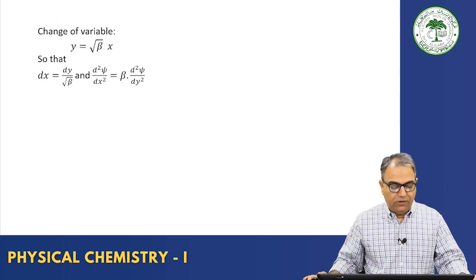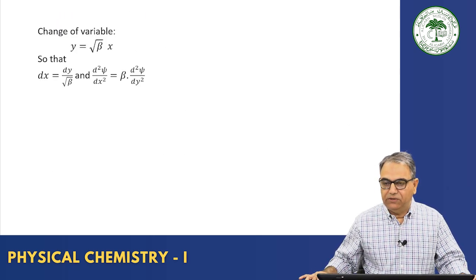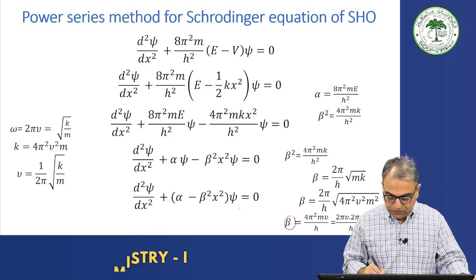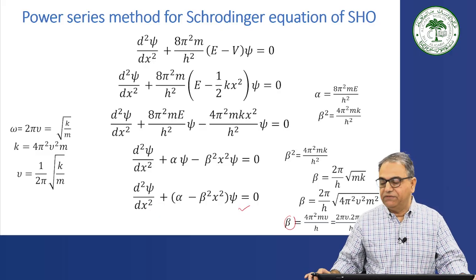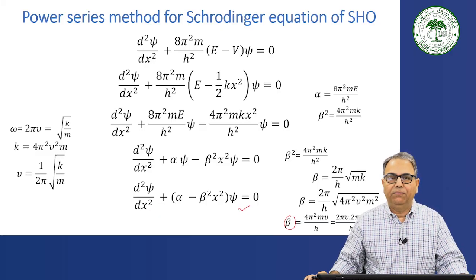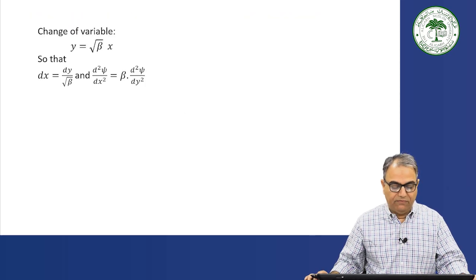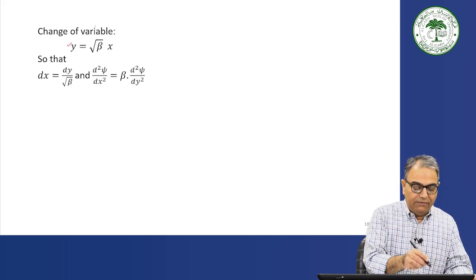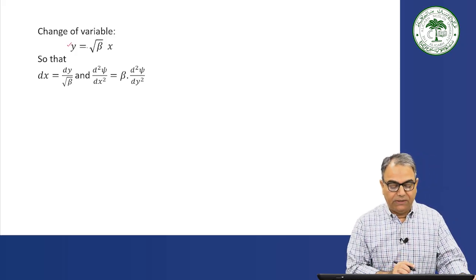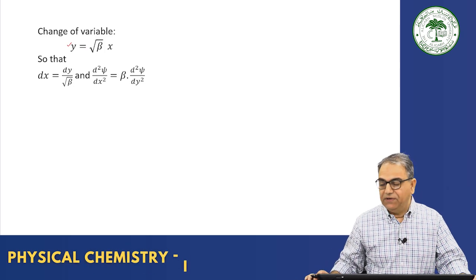The next step is that we have to find the solution for this equation, and in this equation the variable is x. Now we want to change this variable. The normal way of doing the power series method is to change the variable, so we consider a new variable y, which we suppose to be equal to root beta x. If it is so, then dx we can write as dy divided by root beta, and d square psi by dx square we can write as beta times d square psi by dy square.